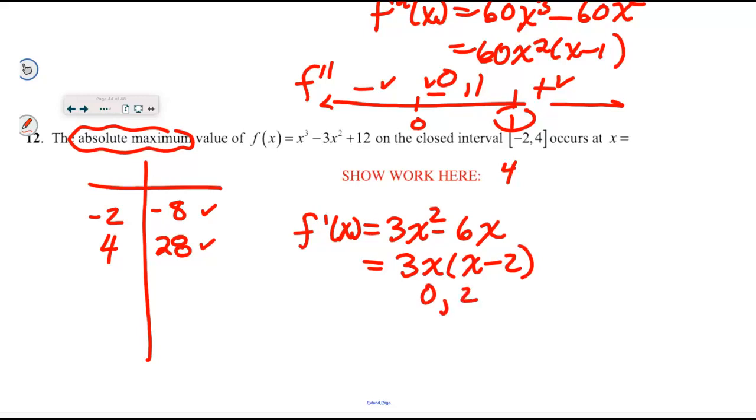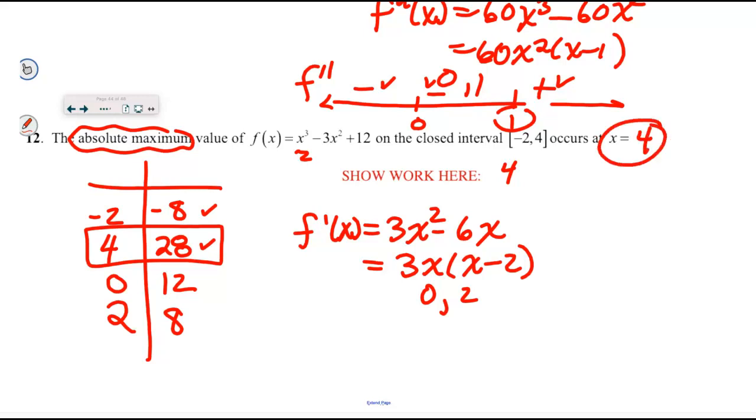I don't make a sign line. I want to see how high the function was at each critical value. They go in the actual function. Some of you were putting them into the derivative. They go into the function. I'm looking for the maximum value of that function. When I put a 2 in here for x, I get an 8. So here we are. The absolute maximum is 28 at x equals 4. So 4 points for that. I wanted a table. I wanted correct values in the table. I wanted critical values, and I wanted a correct conclusion.